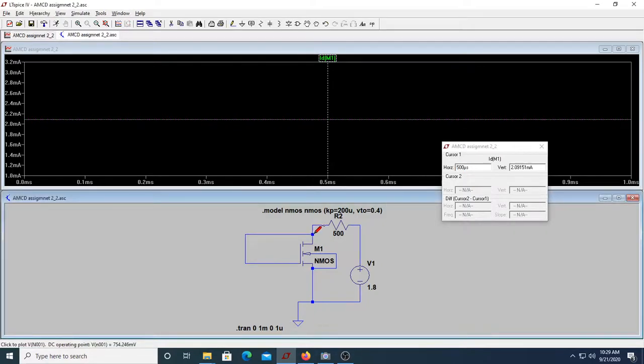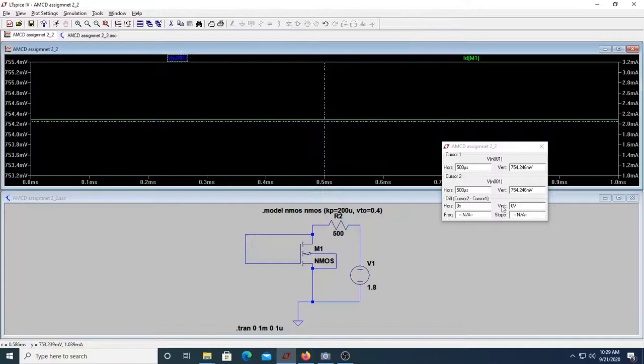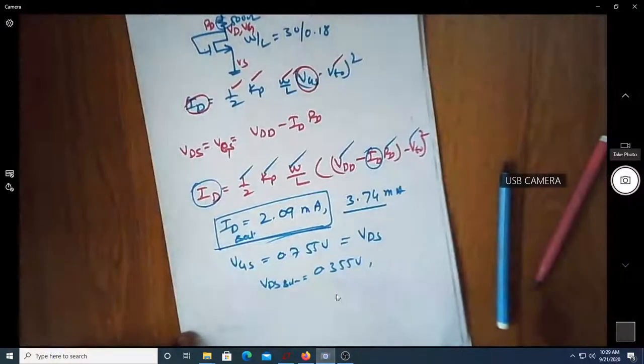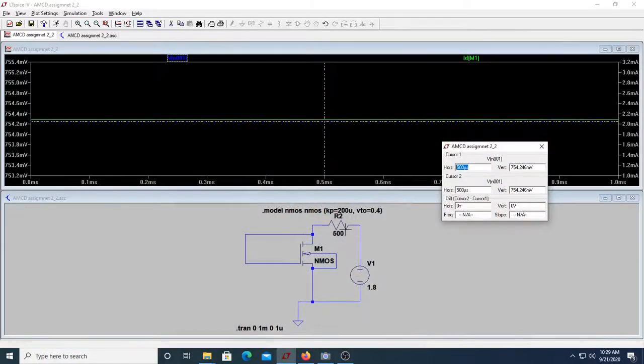The corresponding voltage, you can see, is 754 millivolts, which is exactly the calculated one also. The calculated was coming out to be 755, which is the same. So this way we can see the MOSFET is in saturation. Okay, let us move to the next problem.